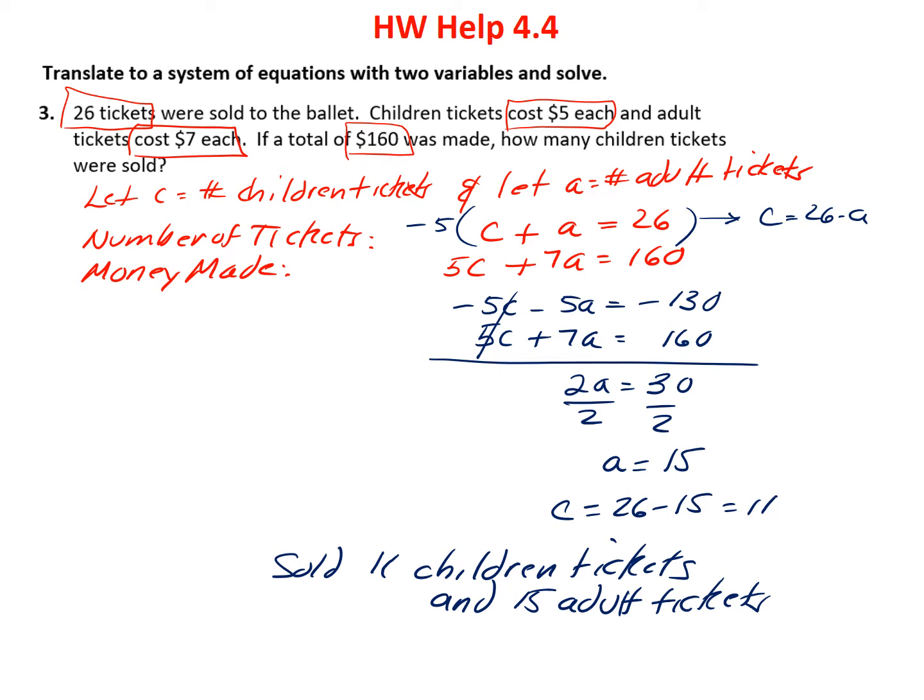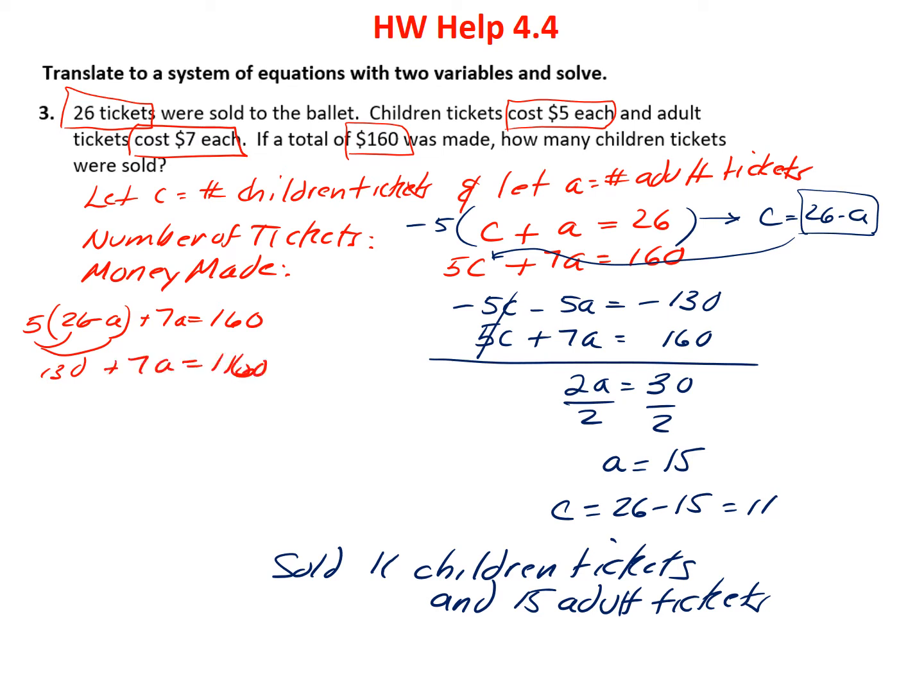By the way, if you're interested in what would have happened if we had put this in for C, we would have gotten 5 times 26 minus A plus 7A equals 160. If we distribute there, 5 times 26 is 30, carry the 3, 130, plus 7A equals 160. Subtract 130. 7A equals, oh, we have to add the A's here, guys.